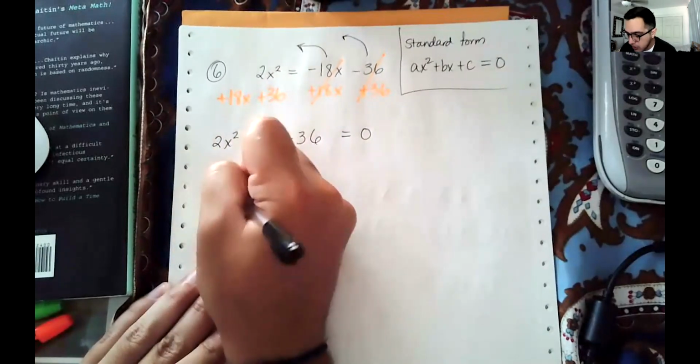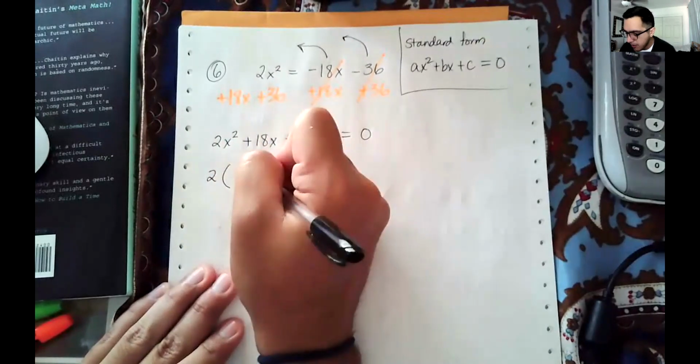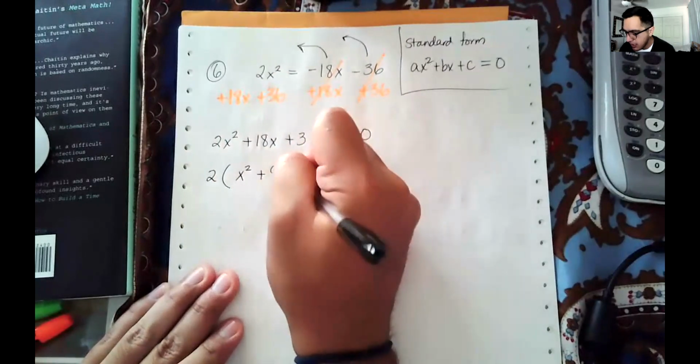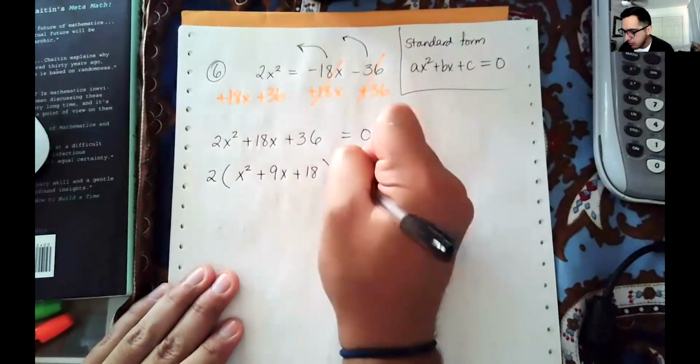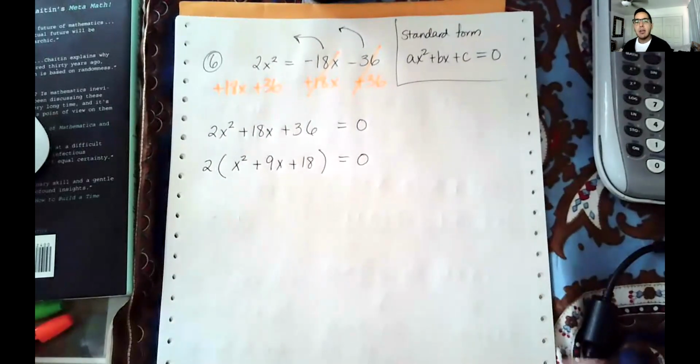So I'm going to factor out a 2, and that will leave me with x squared plus 9x plus 18 equals 0. Is everybody okay with that, or are there any questions or concerns?